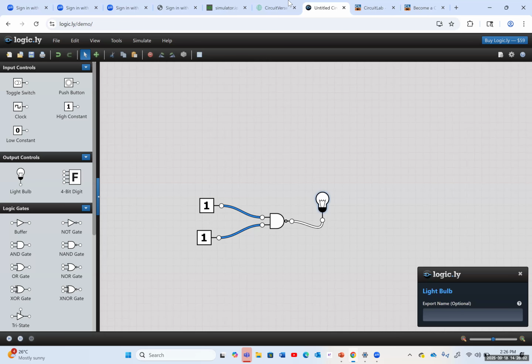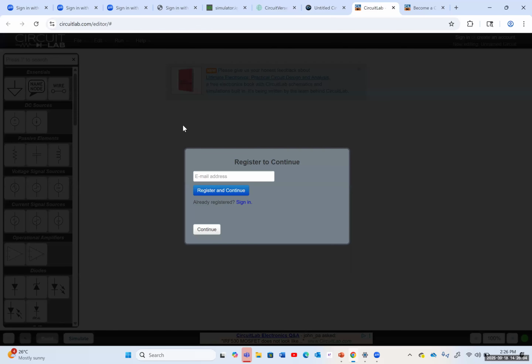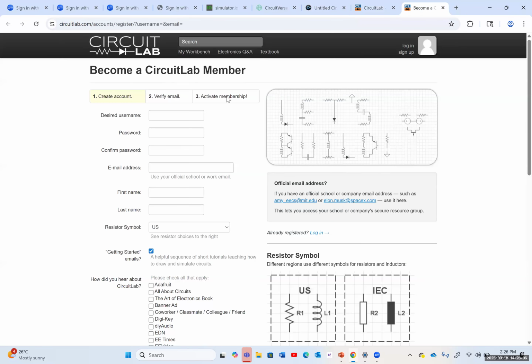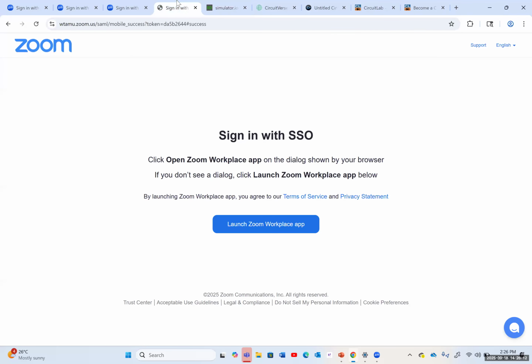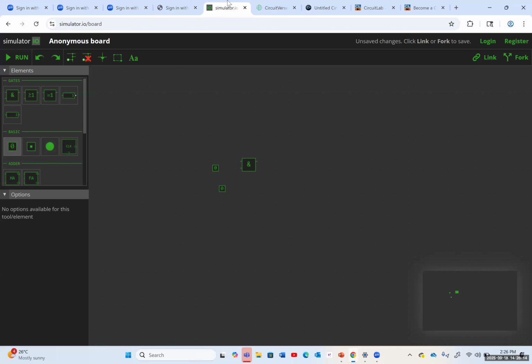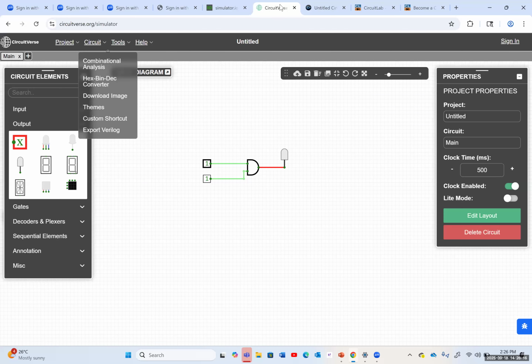The good thing about Circuit Lab is that it gives you the output voltages as well. Some of these tools don't give you output voltages, but Circuit Lab does that as well.